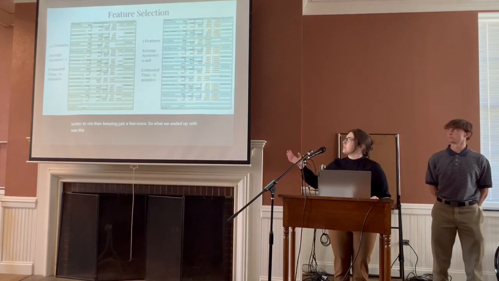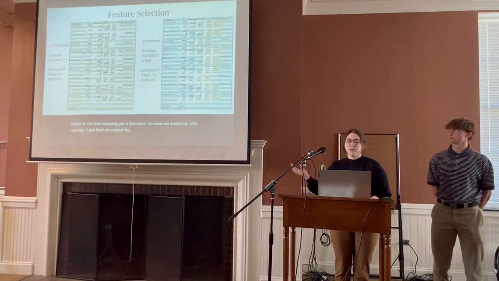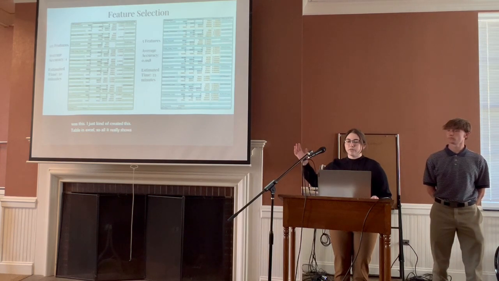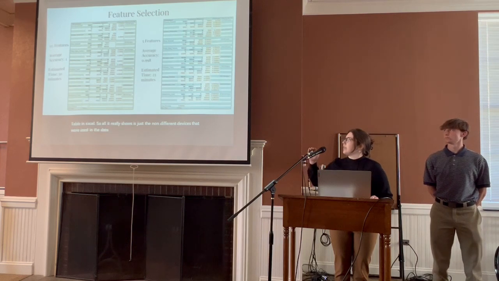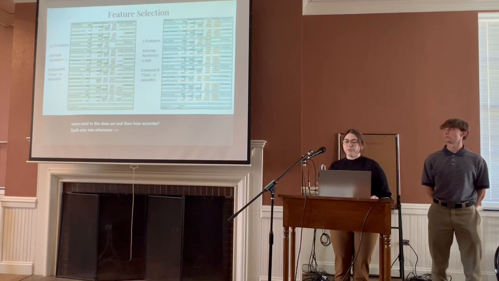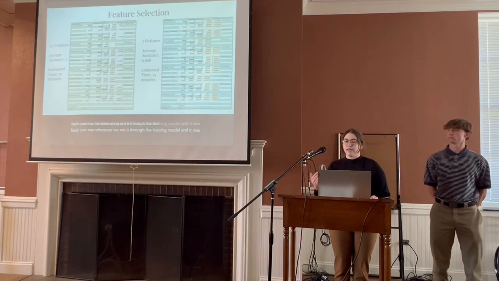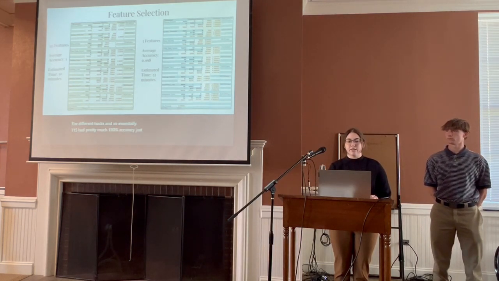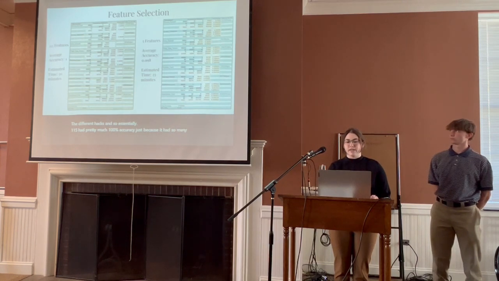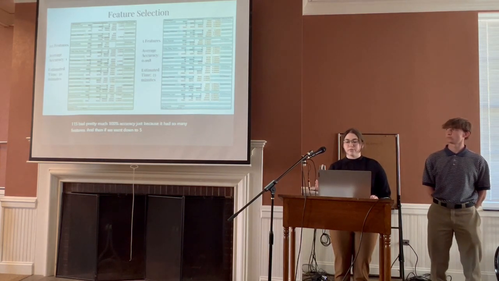I just kind of created this table in Excel. All it really shows is the 9 different devices that were used in the data set, and how accurate each one was whenever we ran it through the training model, how accurate it could detect the different hacks. And essentially, the 115 had pretty much 100% accuracy just because it had so many features, and then if we went down to 5 features, it was still very high.